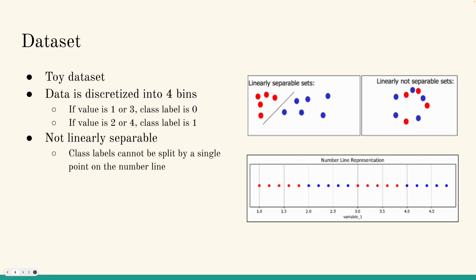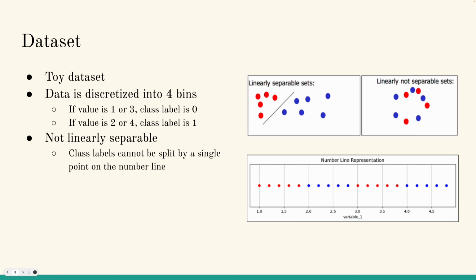So in order to do this, a toy data set was created, and the data set was created in such a way that it would be discretized into 4 bins, and if the value was 1 or 3, it would be given class label 0, and if it was 2 or 4, it would be given class label 1.